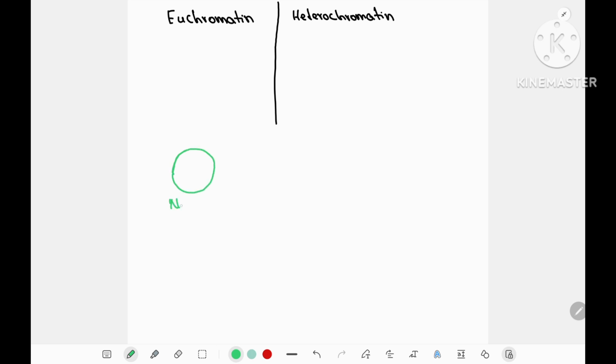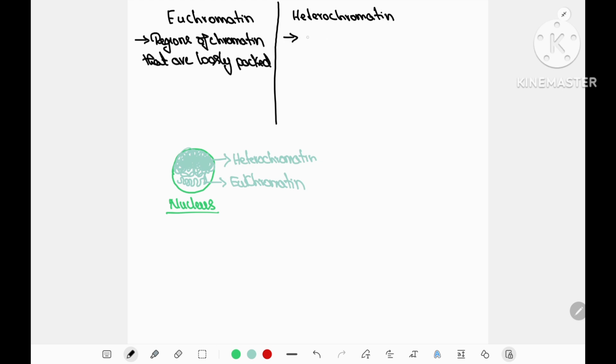When we see a nucleus under an electron microscope, or any simple microscope, actually it is not visible under a compound microscope. Within the nucleus, the chromatin is either highly packaged or loosely packaged. Depending upon that, there are two regions found in the nucleus, called euchromatin and heterochromatin. The difference between these two is very important, both for competitive exams as well as theory. Euchromatin are the regions of chromatin that are loosely packed, but heterochromatins are densely packed.